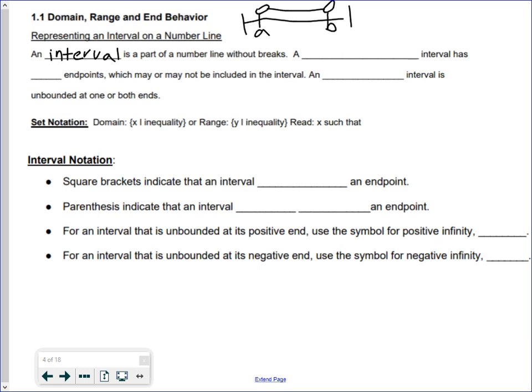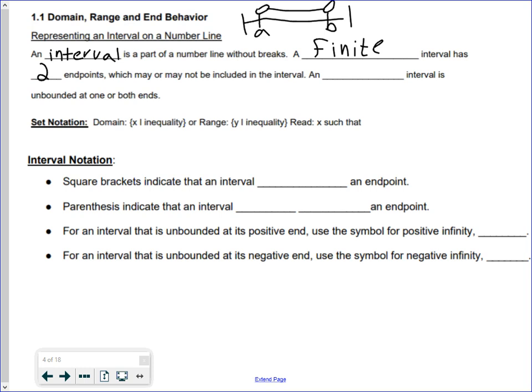Now, a finite interval has two endpoints. A finite interval will have two endpoints, a beginning and an end. So it's finite because we can define the beginning and the end. And at the same time, those endpoints may or may not be included in the interval. It's going to depend on the interval itself.